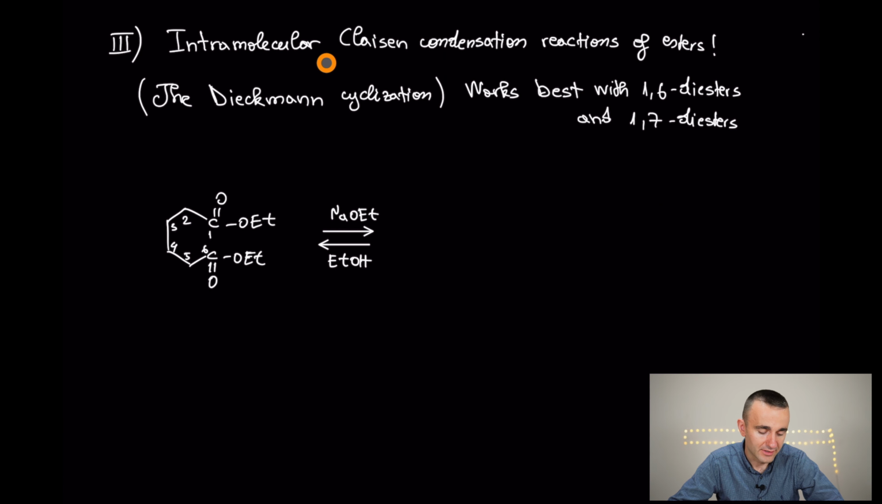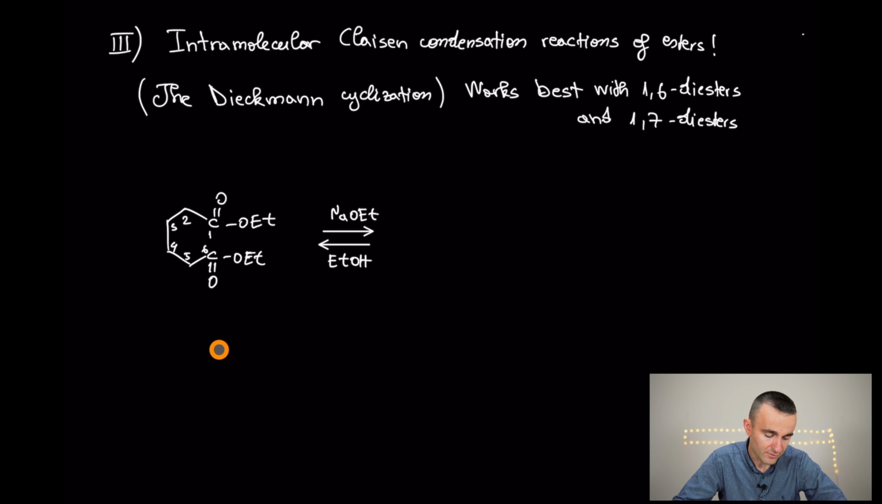Let's move now to the third case, intramolecular Claisen condensation reaction of esters. The Dieckmann cyclization, commonly known, works best with 1,6-diesters or 1,7-diesters. The same story as with aldol intramolecular condensation. Here, be careful, if it's symmetrical, it's going to give only one product. If it has any substituent, it's going to give more than one product as a final product.